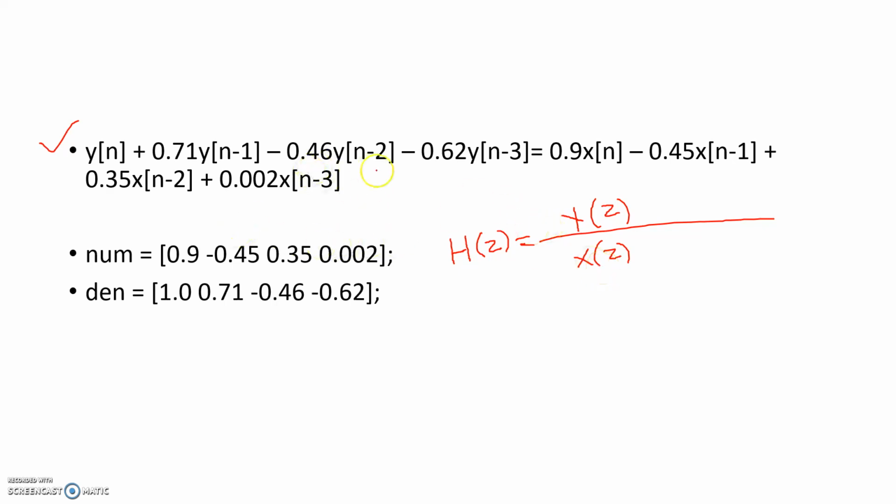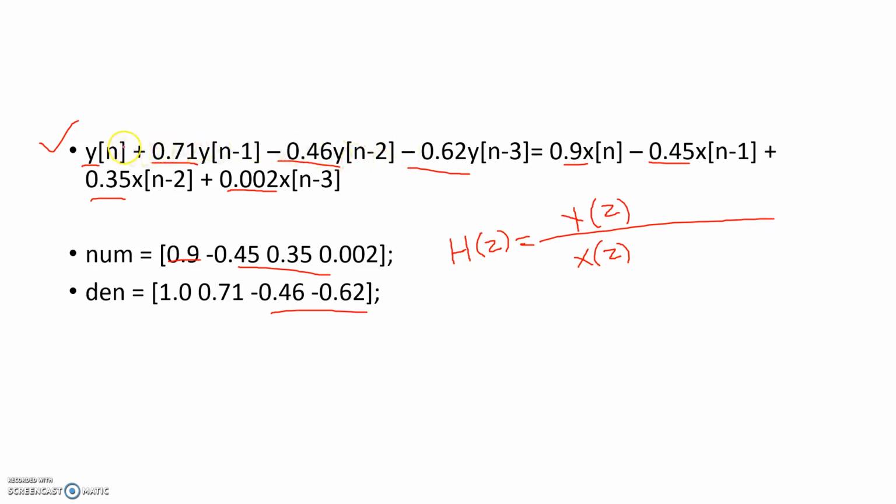Easily you can understand that the X of z coefficients will be in the numerator and the Y of z coefficients will be in the denominator in the transfer function H of z. So basically we can represent the numerator and denominator by one array each, where the numerator will be 0.9, then minus 0.45, then 0.35, then 0.002. Okay, and the denominator will be 1, 0.71, minus 0.46, minus 0.62. Just write the coefficients. Okay, now see, this we can get from this expression easily.